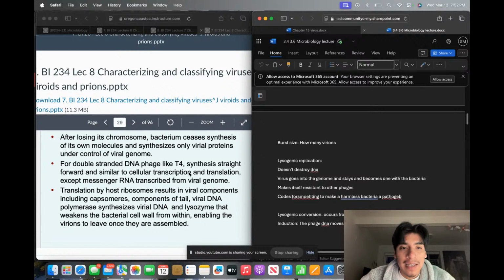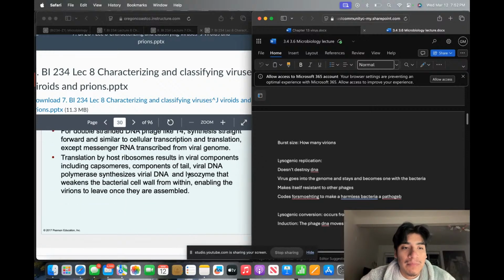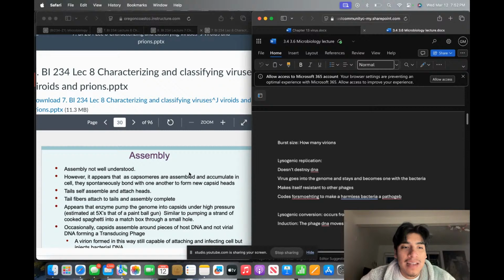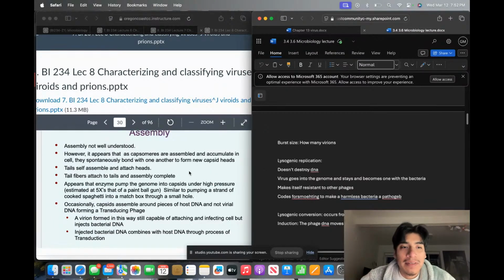For double-stranded DNA phage like T4, synthesis is straightforward and similar to cellular transcription. Assembly is not well understood. However, it appears that as the capsomeres are assembled and accumulate in the cell, they spontaneously bond to one another to form new capsid heads. So it seems as if they self-assemble inside of the cell, which sounds crazy, but phospholipid bilayers form by themselves as well. Sometimes it's just the lowest energy state that makes it do it by itself.